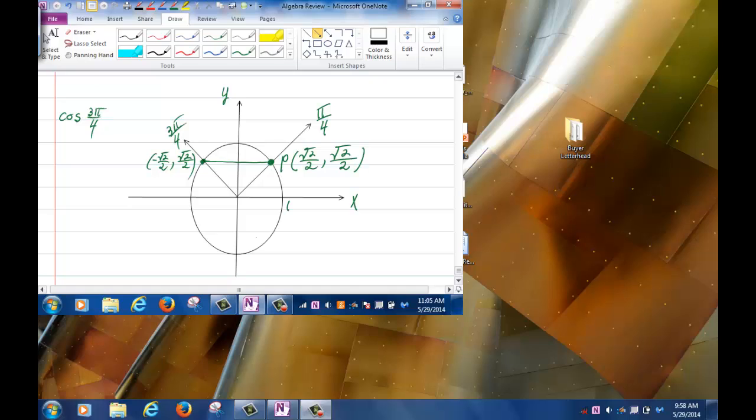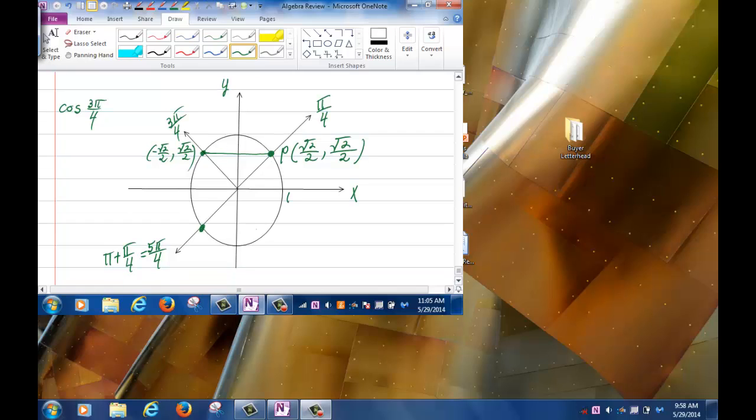Well, 5 pi over 4 would be pi plus pi over 4, right? So it would be directly across like this, right? I have a bad picture there, but this is 5 pi over 4. Pi plus pi over 4. What are the coordinates here? Yeah, both of them are negative, right? The negative root 2 over 2, negative root 2 over 2.